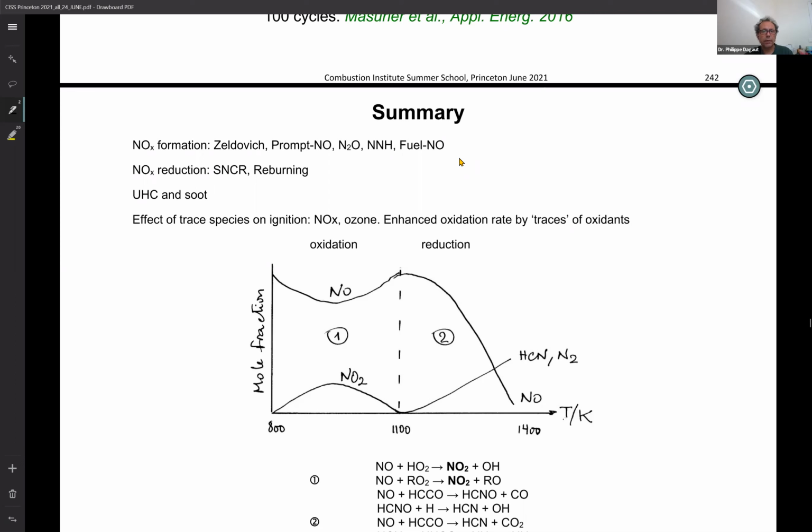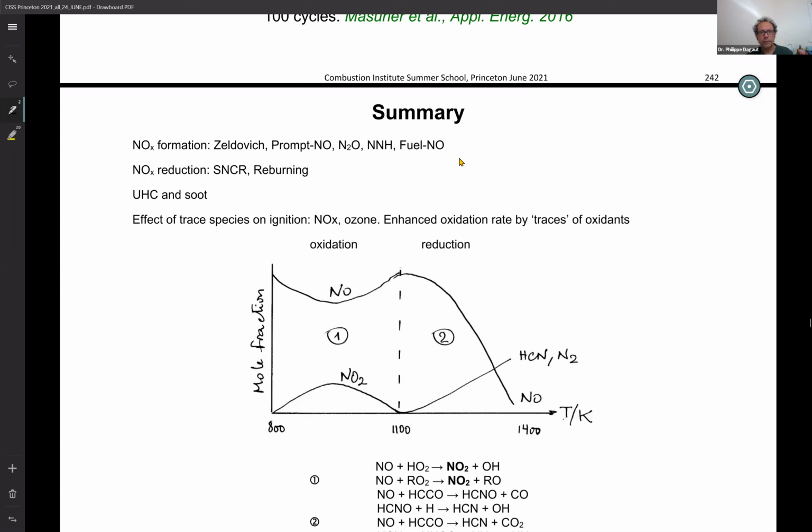We looked at the effect of trace species on ignition, NOx. I will finish with that, and ozone mostly. We could see that ozone has the capability to start ignition very quickly because it will readily decompose and produce an oxygen atom, which by reaction with the fuel will produce an OH radical, which itself will attack the fuel and oxidize it further. And this can be efficient at trace level, like a few ppm.